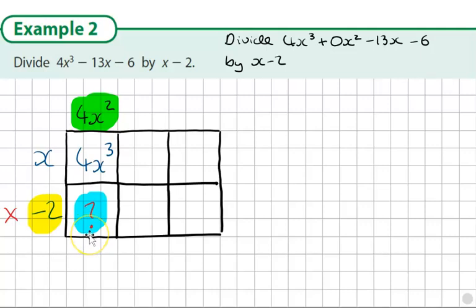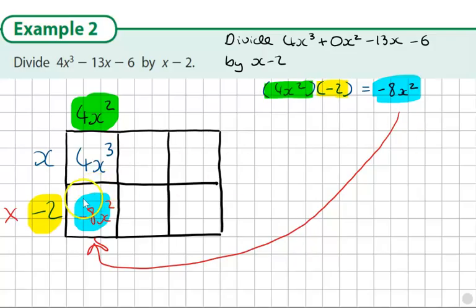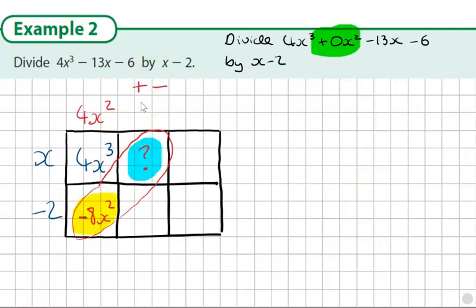So then we move down, and we're going to do multiply next. 4x squared multiplied by minus 2 gives us minus 8x squared, and that goes into that box. Then we go diagonally, and we're going to try and figure out what goes into this box. So we started by dividing, then multiplying, and next we add or subtract.